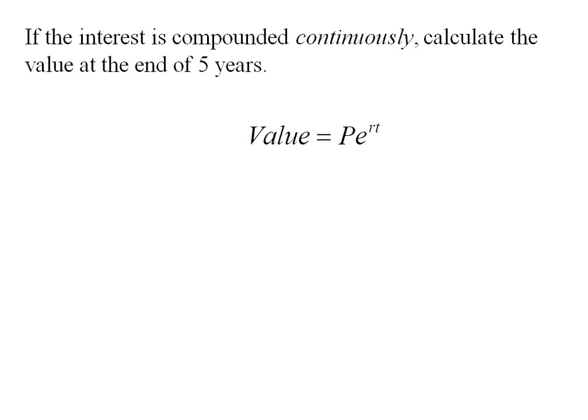We'll use our new formula, PERT, plugging in 1,000 for the principal, plugging in 0.08 for the interest rate, and 5 for the number of years, and we get $1,491.82. So let's compare our work.